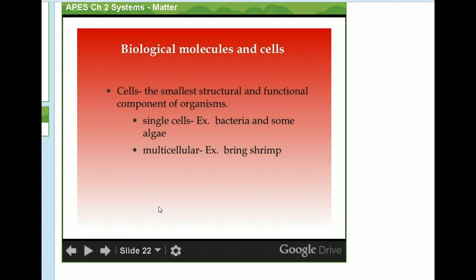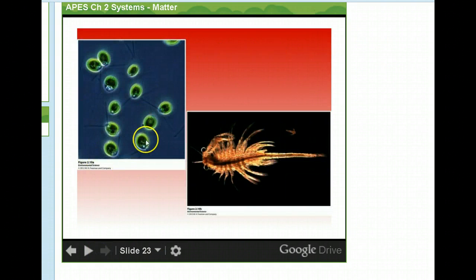You know that the smallest organisms are single-celled bacteria and some algae, and then you have multicellular things such as, this is misspelled, this should be brine shrimp. So this is one cell, and then you have this brine shrimp, which has tons of cells in it. That's what they were talking about in the beginning of the chapter. Mono Lake has these brine shrimp in it, and hopefully we'll be able to use those this year.